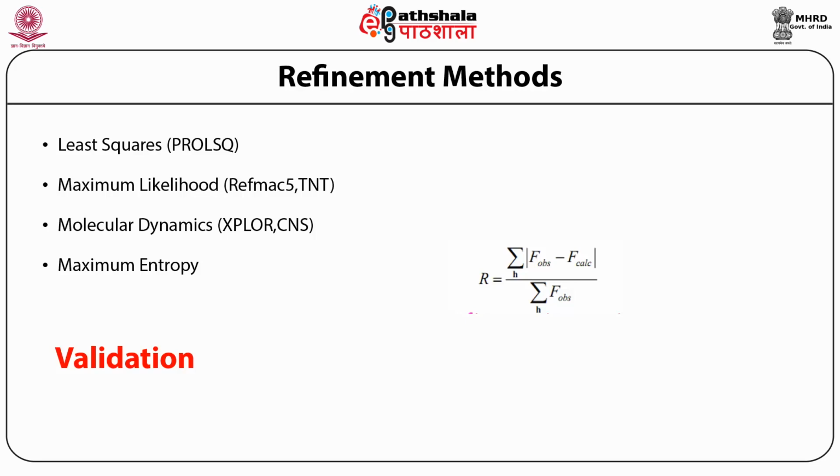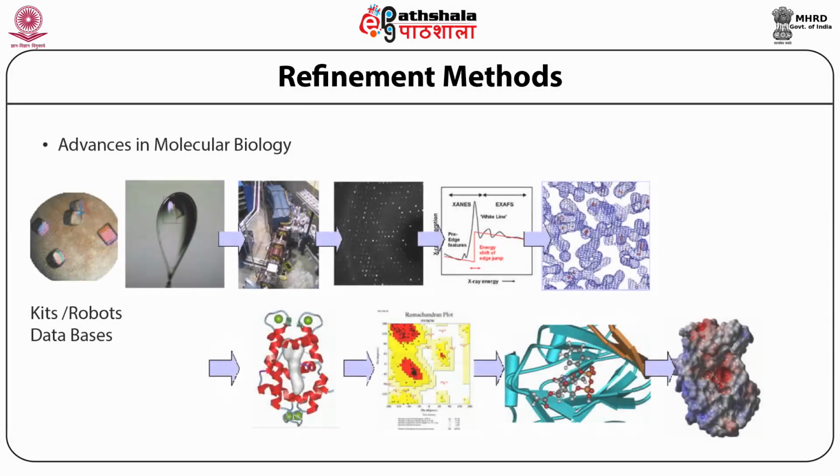Once you have a refined structure which fits the electron density very well, you need to validate the structure. How do you validate? There are several ways of doing it. The simplest one is that it should fit into the Ramachandran plot. There should not be many deviating, non-allowed regions where an amino acid should not be. The simple stereochemistry, the bond angle, bond length, and planarity, should all match. That will make sure that your protein structure is correct.